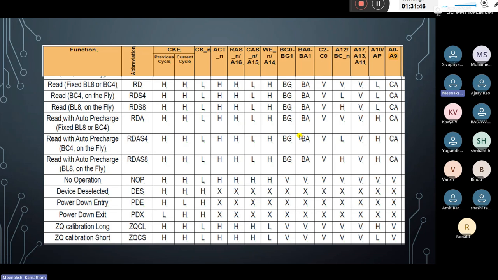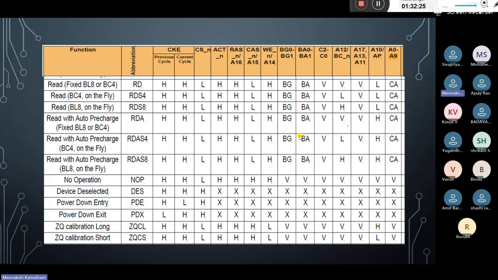The main thing is, for example, we have to perform read with auto precharge. So for reading, CS signal should be low and ACT signal high. Then RAS is high and CS is low, and write enable is high, bank address, bank group, and auto precharge is high. So all the things according to the JEDEC spec, we need to configure. Means nothing but we need to configure every register. See, for example, read with auto precharge, we need to configure all the things using the coding.